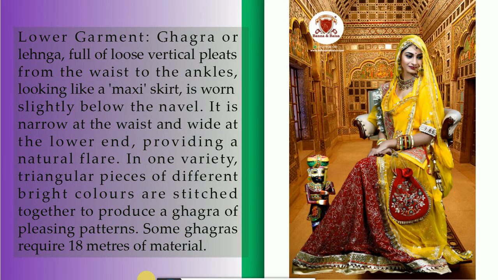Lower garment, gagra or lehenga, full of loose vertical pleats from the waist to the ankles, looking like a maxi skirt, is worn slightly below the navel. It is narrow at the waist and wide at the lower end, providing a natural flare. In one variety, triangular pieces of different bright colors are stitched together to produce a gagra of pleasing patterns. Some gagras require 18 meters of material.